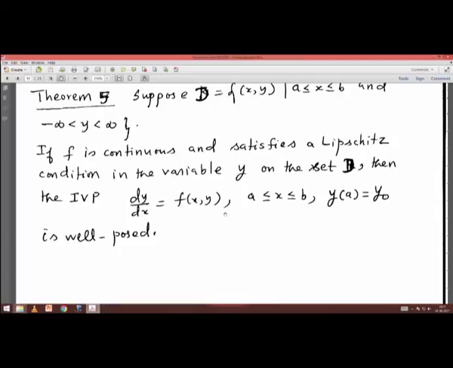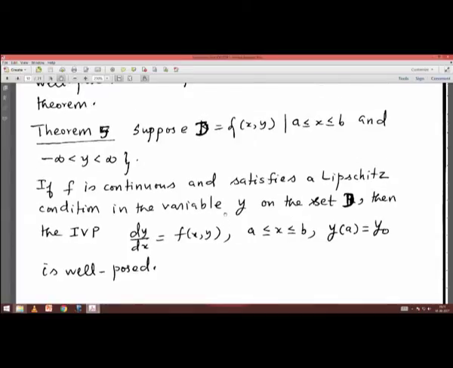Suppose we have a set D, which is the set of all x, y such that a less than or equal to x less than or equal to b and y lies between minus infinity and infinity. If f is continuous and it satisfies a Lipschitz condition in the variable y on the set D, then the initial value problem dy by dx is equal to f of x comma y, y of a equal to y naught, where x lies between a and b, is well posed.